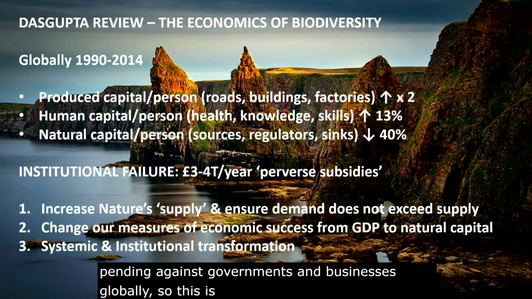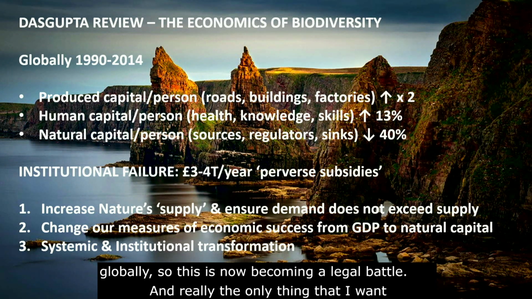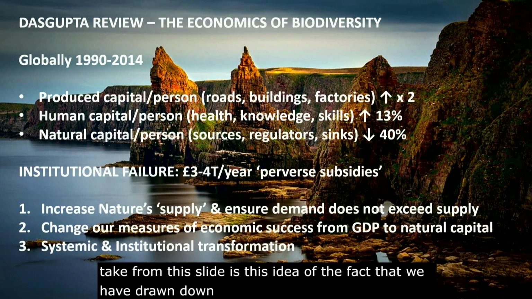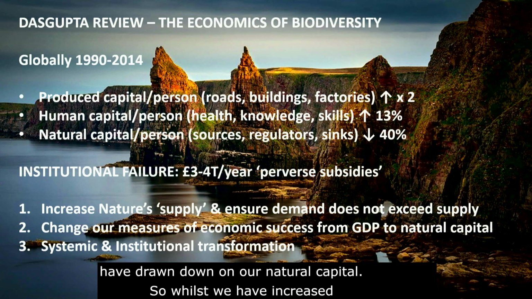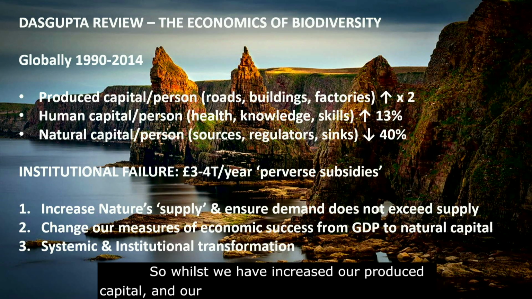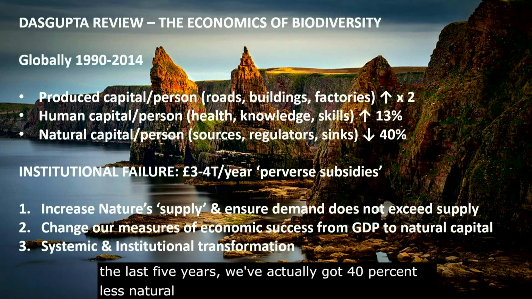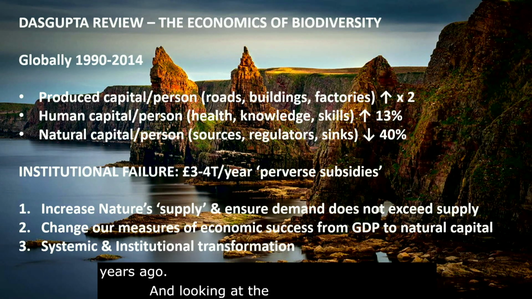And really the only thing I want you to take from this slide is the fact that we've drawn down on our natural capital. So whilst we've increased our produced capital and our human capital many times over the last 25 years, we've actually got 40% less natural capital per person than we had 25 years ago. And looking at the age range of people in this room, we would probably have noticed some of that shift over our lifespan.